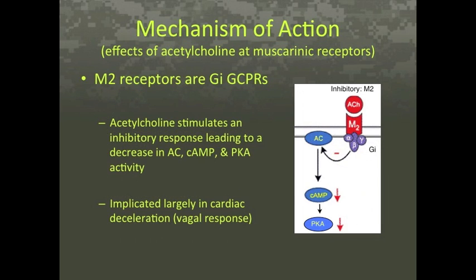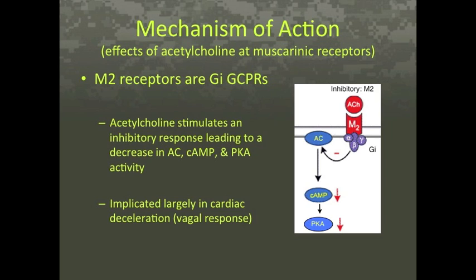Now, contrary to M1 and M3 receptors, when acetylcholine binds to M2 receptors, the result is an inhibitory response via the Gi G-protein coupled receptor. This again leads to a cascade of intracellular responses, but in this case it depresses intracellular activity. As you can see from the diagram on the right, this is achieved by a reduction in the activity of adenylate cyclase, or AC, which results in a reduced rate of conversion of ATP to cyclic AMP, cAMP. Without cAMP, the activation of protein kinase A, PKA, is diminished and ultimately results in reduced cellular activity.